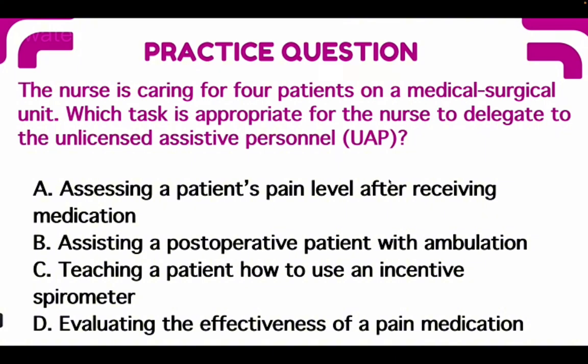So we have a practice question here. The nurse is caring for 4 patients on a medical surgical unit. Which task is appropriate for the nurse to delegate to the UAP? Option A, assessing a patient's pain level after receiving medication. Option B, assisting a post-op patient with ambulation. Option C, teaching a patient how to use an incentive spirometer. And option D, evaluating the effectiveness of a pain medication. You can pause the video and try attempting the question.